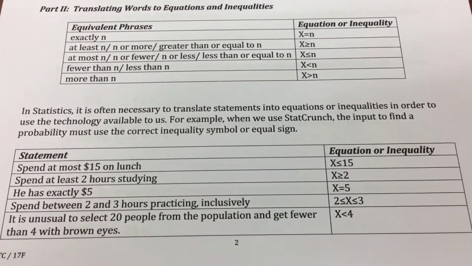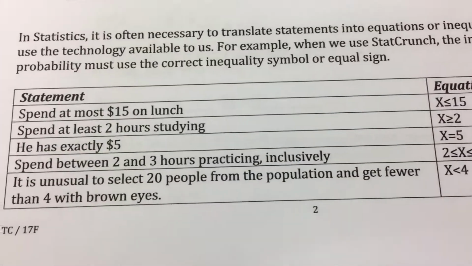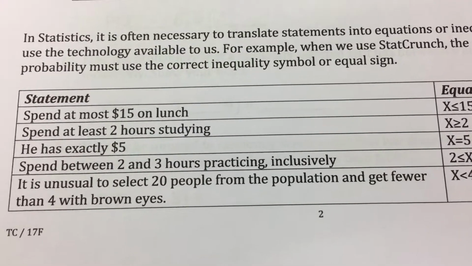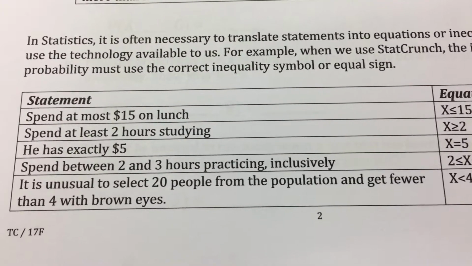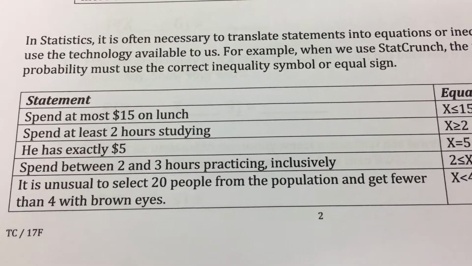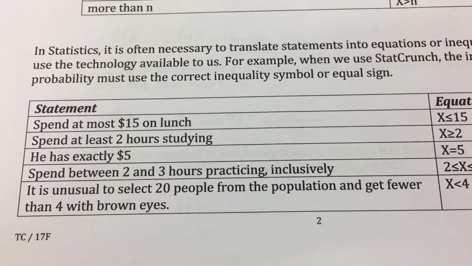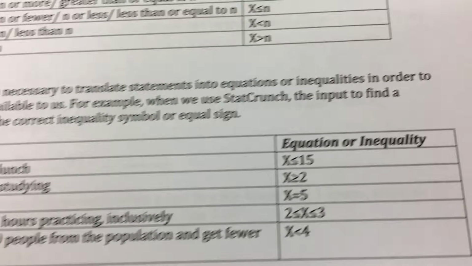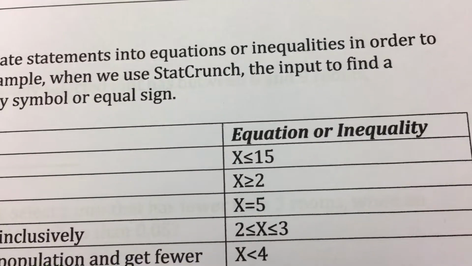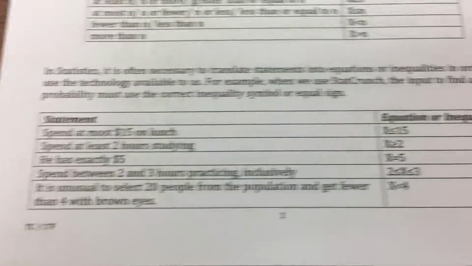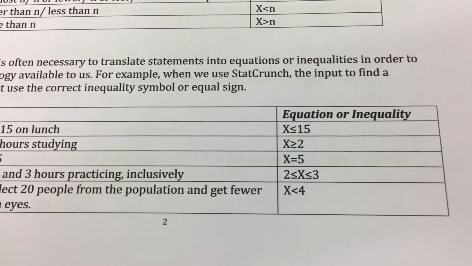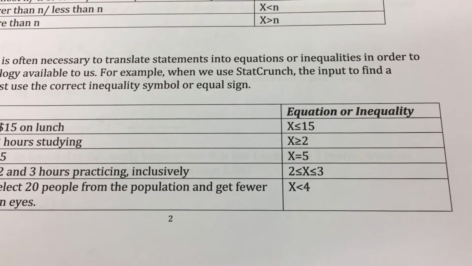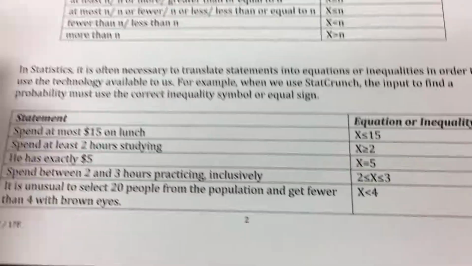it helps to translate your statements. So sometimes you're given some statements that look like this: spend at most $15 on lunch. That means the most you can spend is 15. So you could spend anywhere from 15 or less. So notice that's how you would write this: x is less than or equal to 15. Read through all these examples and look at the inequalities or equations that's written over on the right.